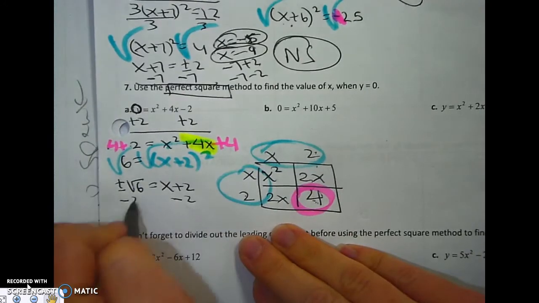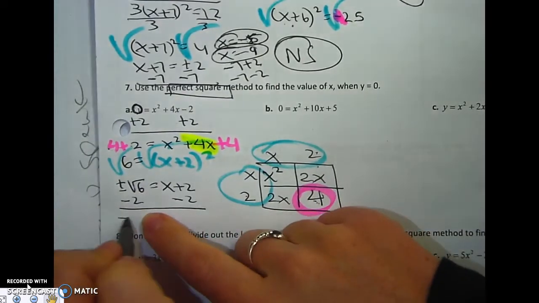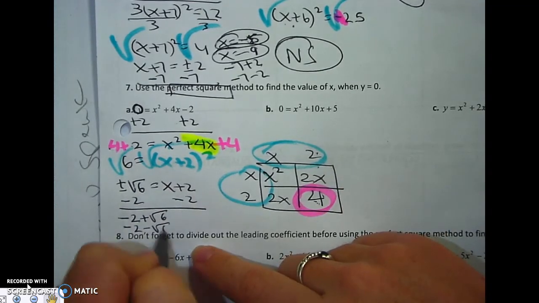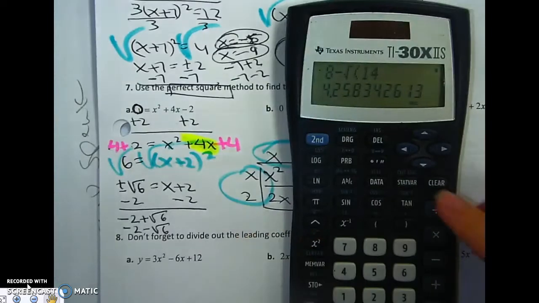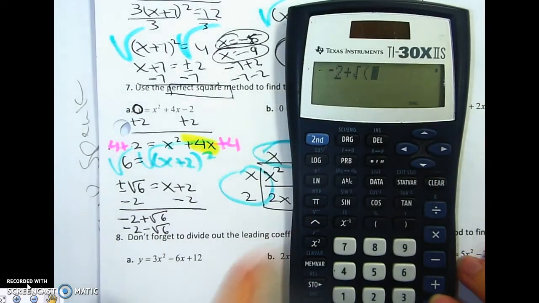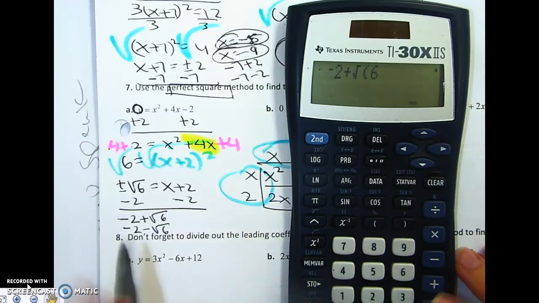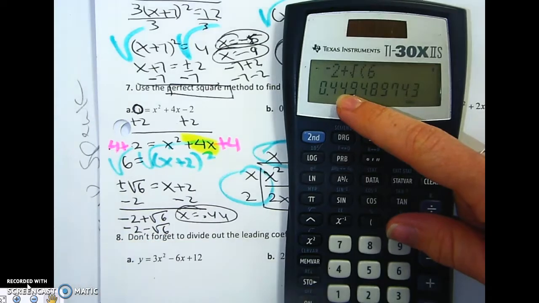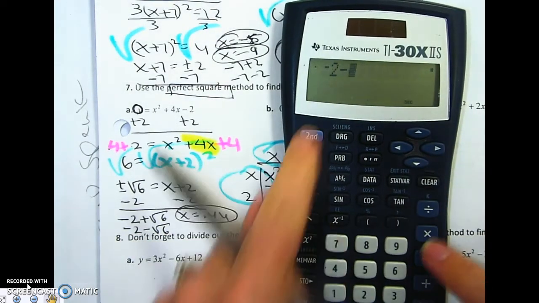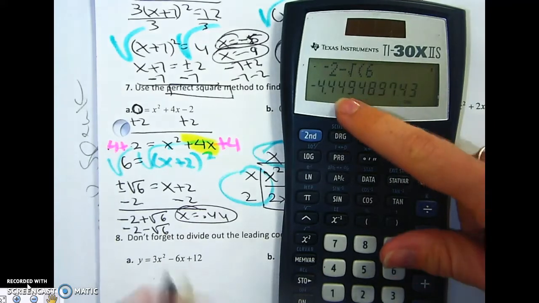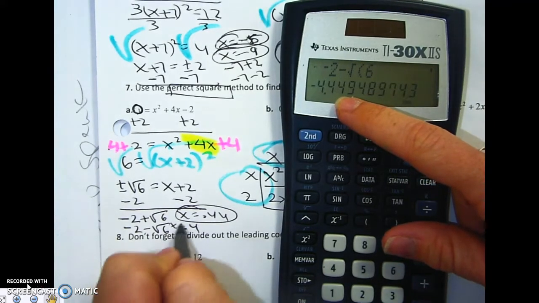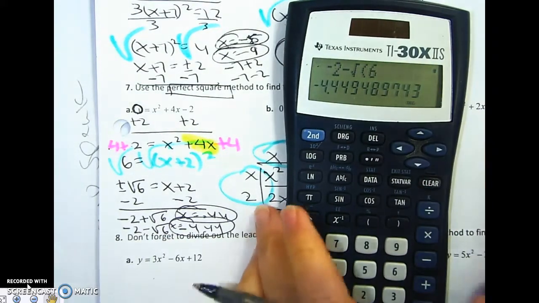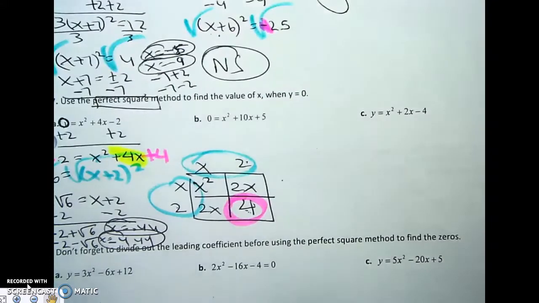Subtract 2 from both sides. My two options are negative 2 plus the square root of 6 or negative 2 minus the square root of 6. So I'm going to pick up my calculator. Negative 2 plus the square root of 6. Oopsies. And I get 0.44, or 44 hundredths. Clear it up. Negative 2 minus the square root of 6. And I get negative 4.45. Okay? Let's do one more.